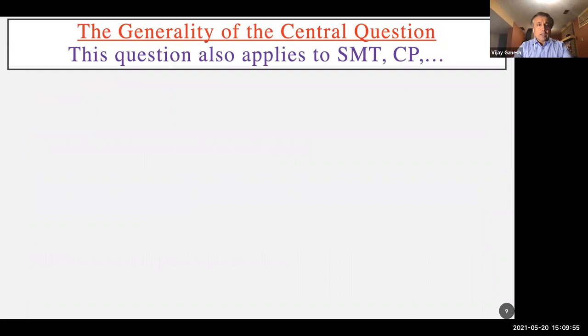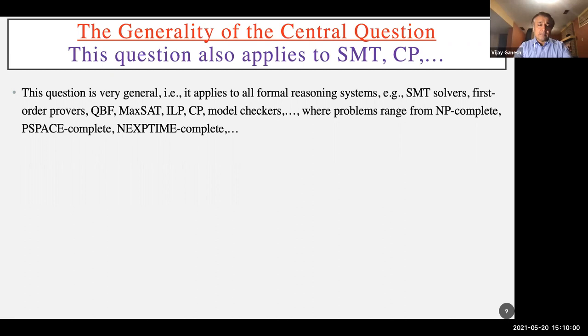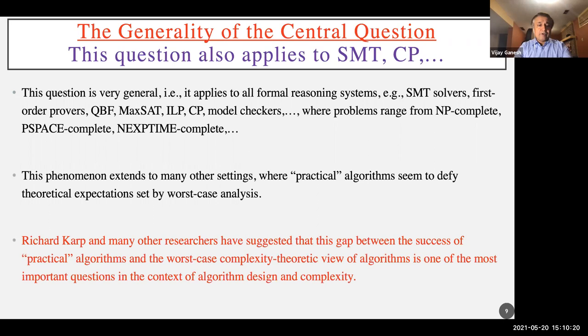This question is not limited to SAT solvers, but applies to any mathematical reasoning method that has been developed in recent years, and which is very surprising, because these problems range from NP-complete to PSPACE-complete to NEXPTIME-complete to undecidable, and yet we are able to come up with very efficient algorithms for not all instances, but many instances that are relevant in practice. And Richard Karp, who's a Turing Award winner, and many other Turing Award winners have said that this gap between theory and practice is the most fundamental question in complexity theory and computer science today.